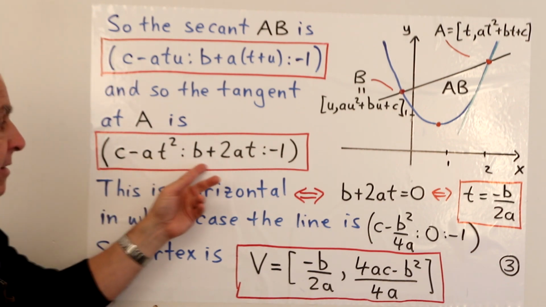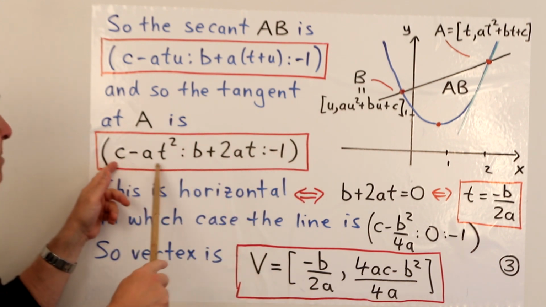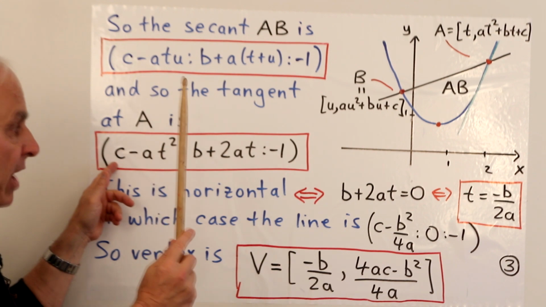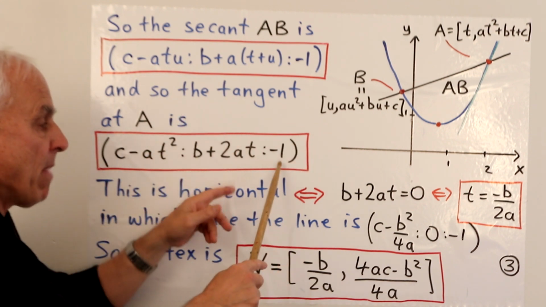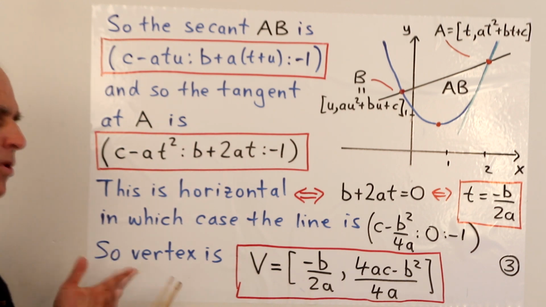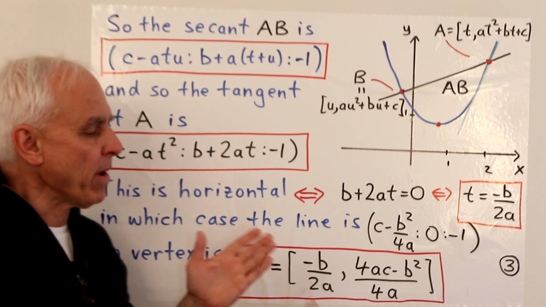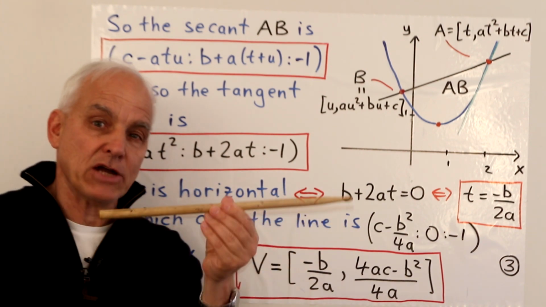Okay, so that's a line. If we wrote it out in coordinates, it would be c minus at squared plus b plus 2at times x minus y. When is this horizontal? Right? That's what Fermat tells us. He says we should look at this tangent and try to decide when it's actually horizontal.